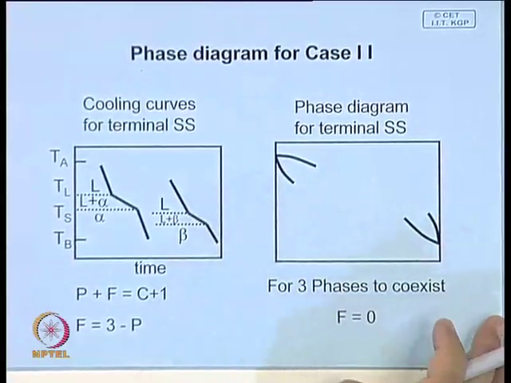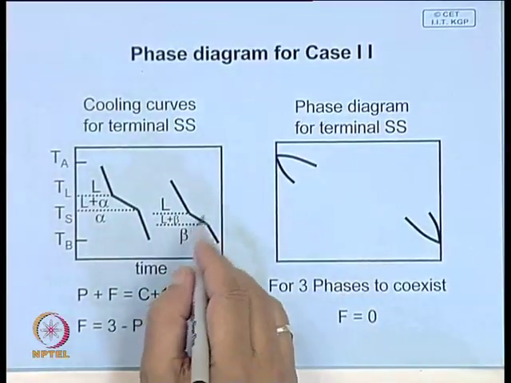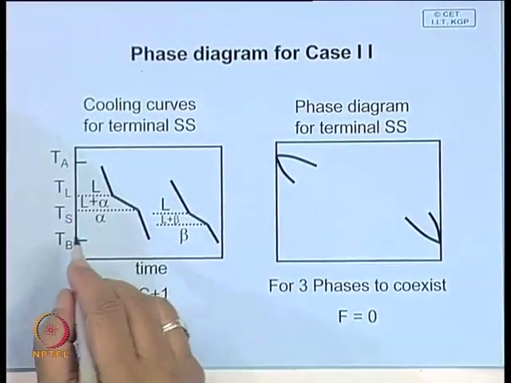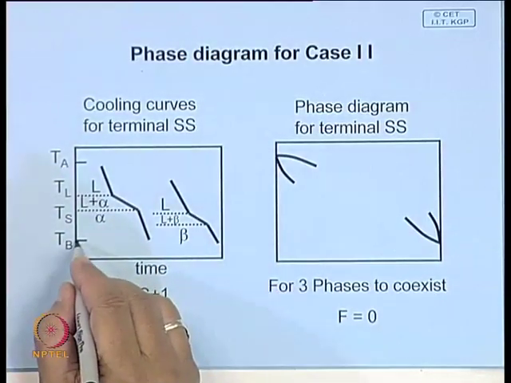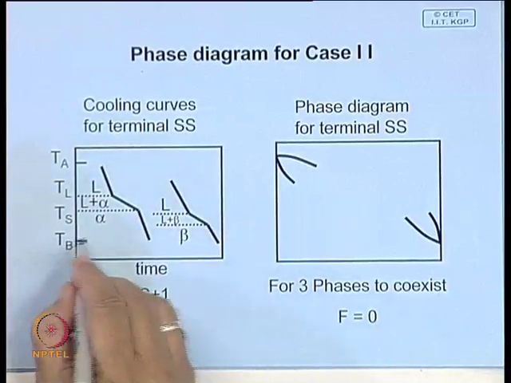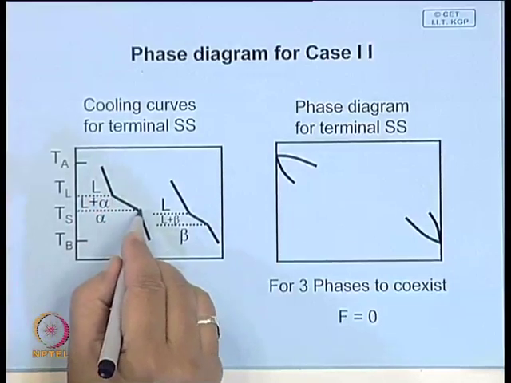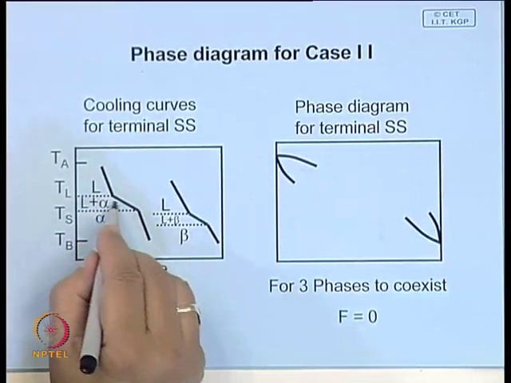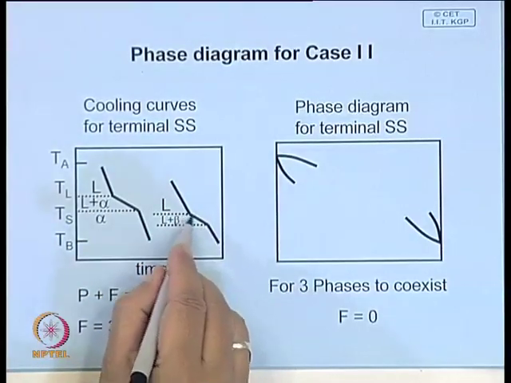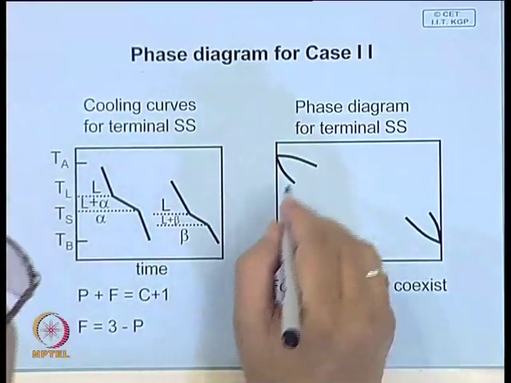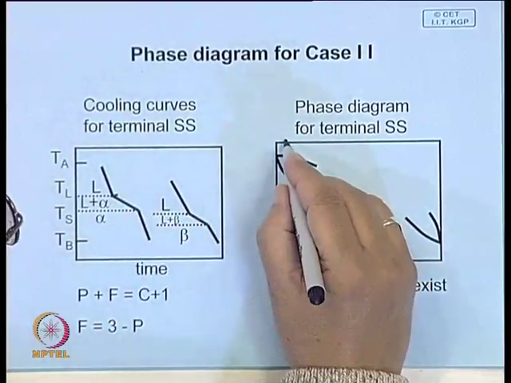Now, let us take up case 2. In this case, the B rich solid solution solidifies at a temperature higher than the melting point of B. Let us say this is the solidification curve for the terminal solid solution alpha, and this is the solidification curve for terminal solid solution beta, and in this case you draw the liquidus as TL, say suppose this is the composition.